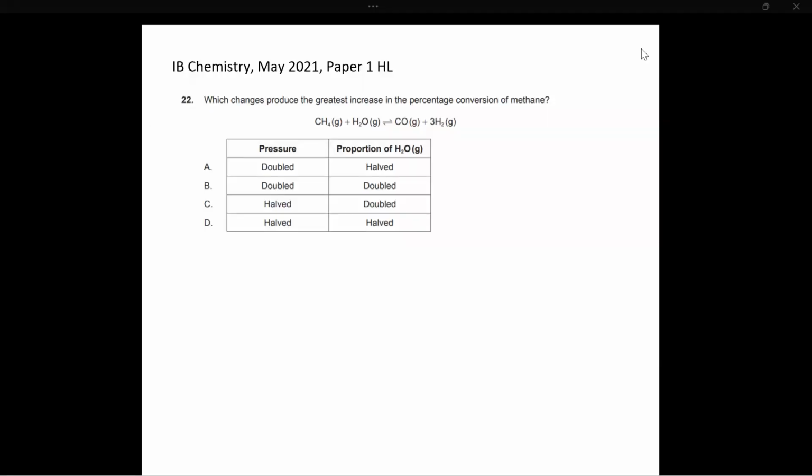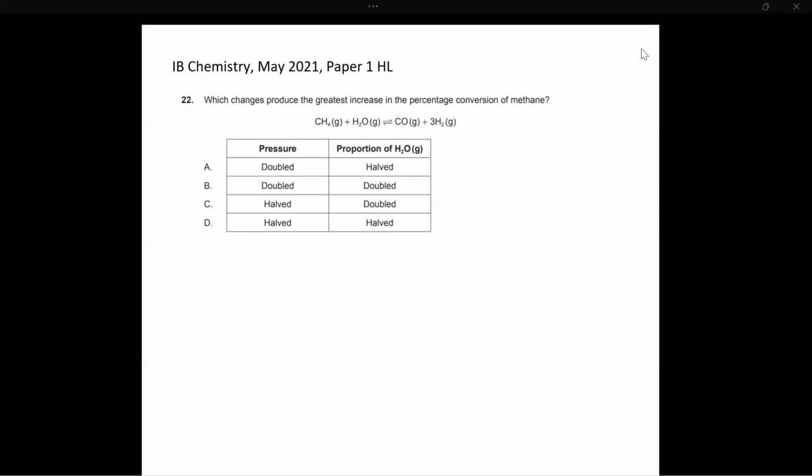In this video, we're going to be taking a look at a question from the IB Chemistry May 2021 paper. It's paper one, and it's from the HL part of the paper. So this question is both an SL and HL question, I think. I'm not entirely sure, but this seems like a question that would come up for both SL and HL students. And I think it's a concept that it is important for both students to learn. So let's take a look at it.